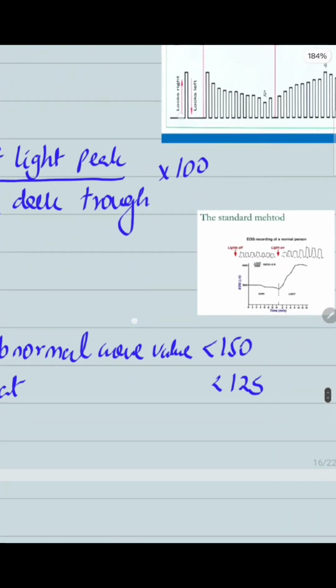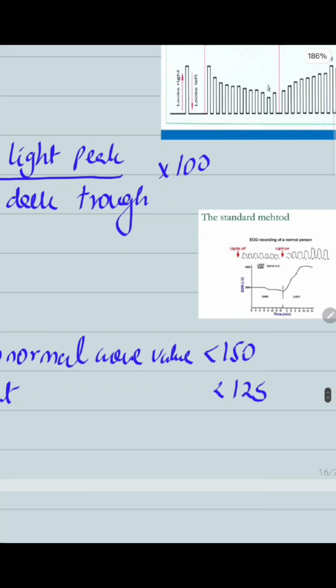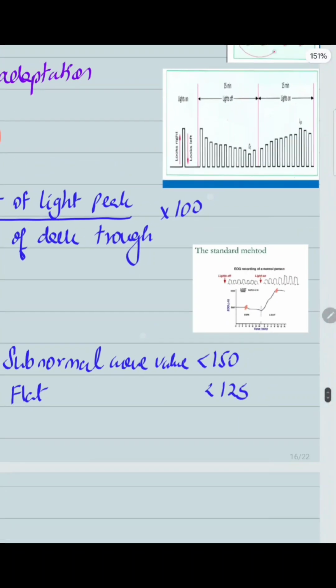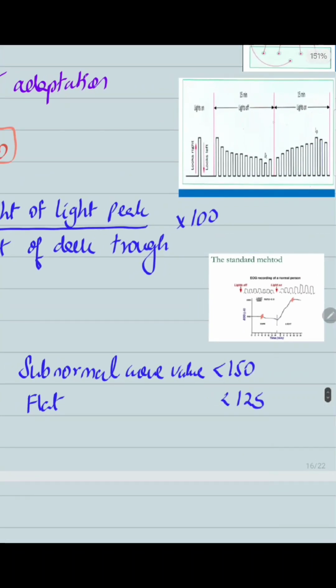See here, this is a dark trough and this is a light trough. The ratio is the maximum height of the light peak divided by the maximum height of the dark trough. This is a standard graph of lights off and lights on of the EOG.